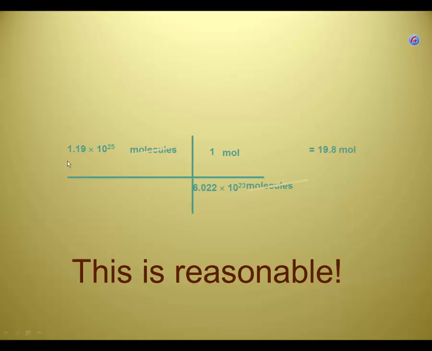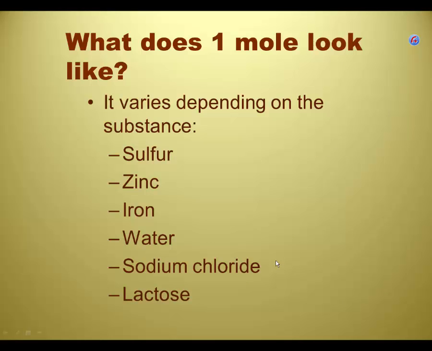So we look here. I can show that 1.19 times 10 to the 25th molecules times 1 mole over 6.02 times 10 to the 23rd molecules gives us 19.8 moles. This is great. So what does it look like?